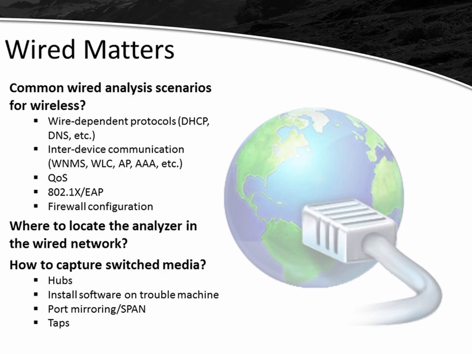So there are common scenarios where you might look at the wired side for wireless, like wire-dependent protocols, DHCP, DNS. We're going to go to the AP, sure, but getting our DHCP lease, resolving a DNS FQDN or what have you, this is going to ultimately go on the wire in nearly every case because the DNS and DHCP servers are connected with Ethernet. Inter-device communications, like the wireless network management systems, wireless LAN controllers, AP to AP communications on the back end, these things.